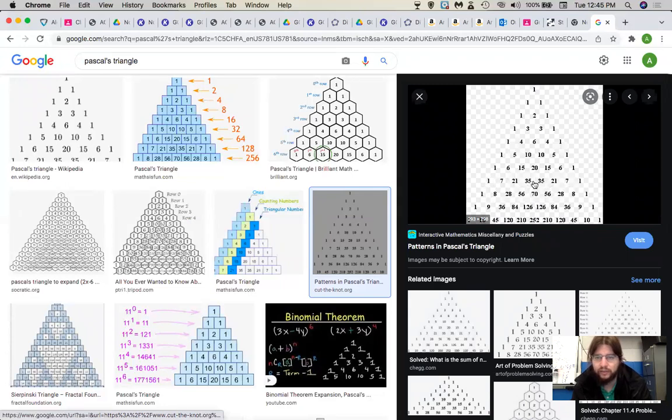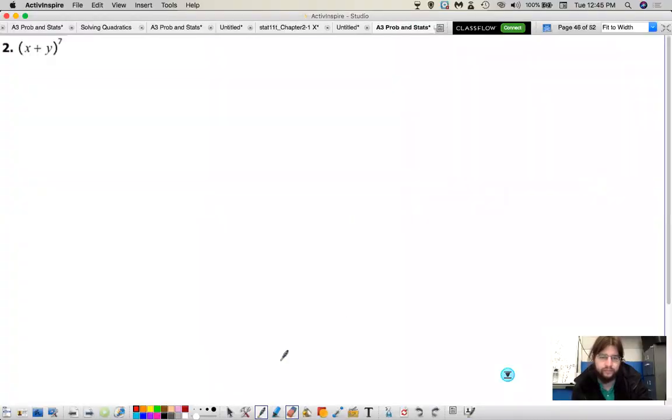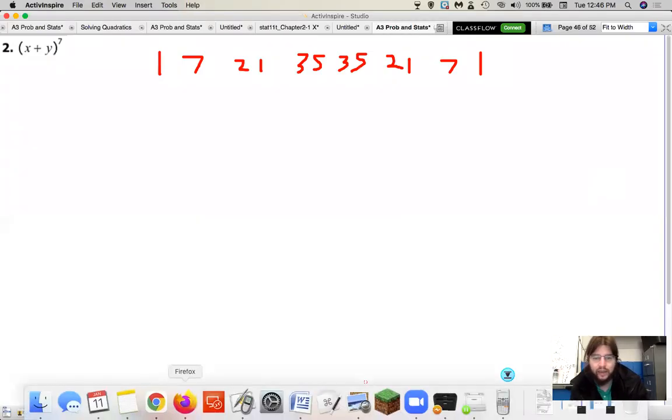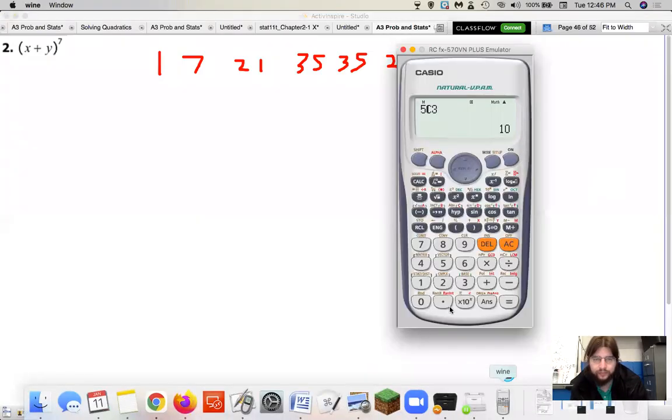1, 7, 21, 35, 35, 21, 7, 1. I should have 8 terms. I should always have one more term than n. Let me count. 1, 2, 3, 4, 5, 6, 7, 8. Good. I actually remembered them. Surprising. And of course, you could just use your calculator.